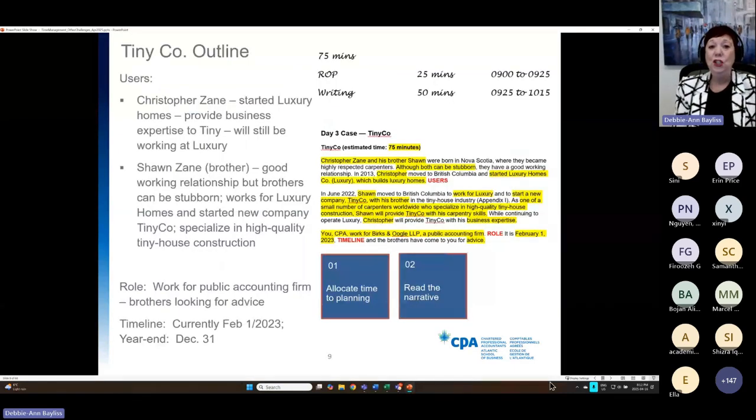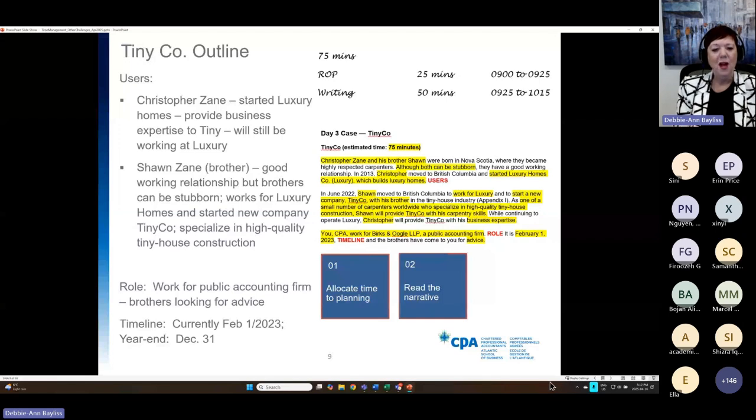So what we're going to do for the next 25, 30 minutes, we're going to go through and create an outline for Tiny Code. We're going to use the CPA recommended planning 9-step process. So if you notice on the slide, I have part of the case, and then on the other side, I have information of what I would include in the outline.